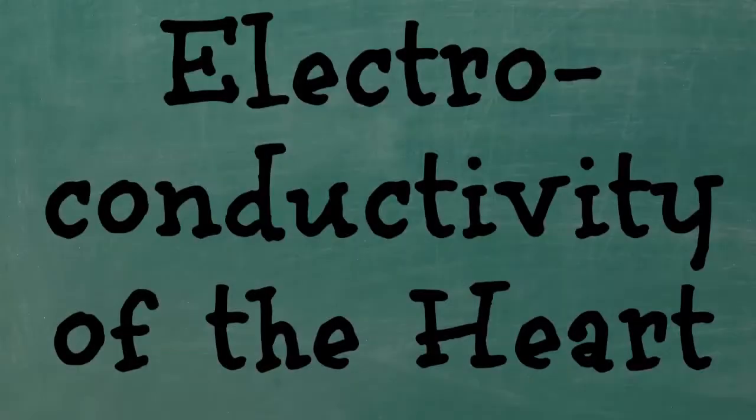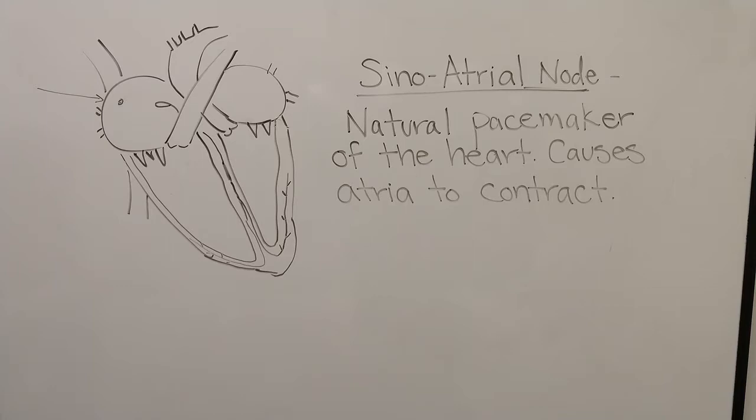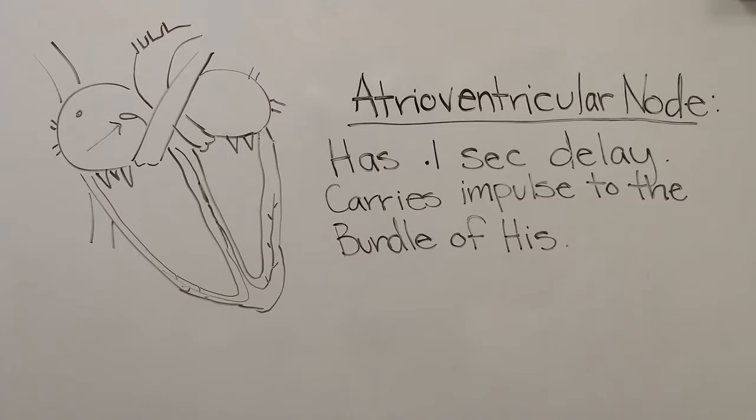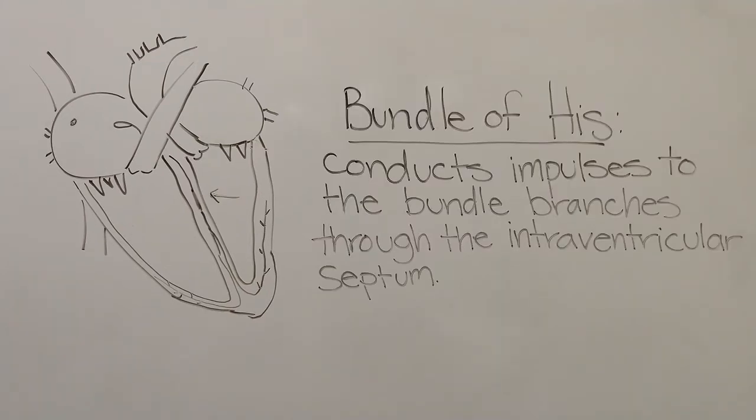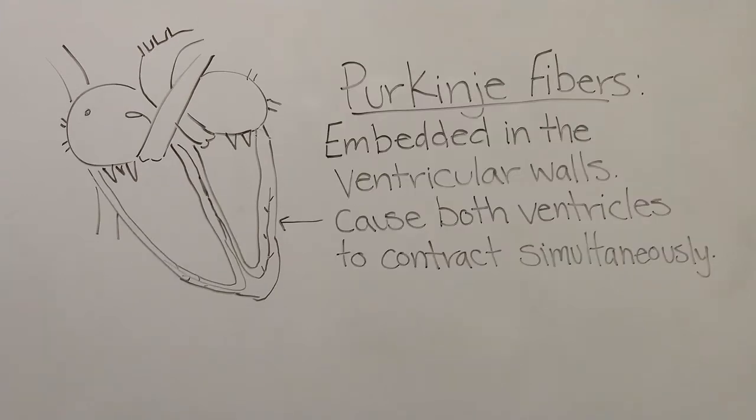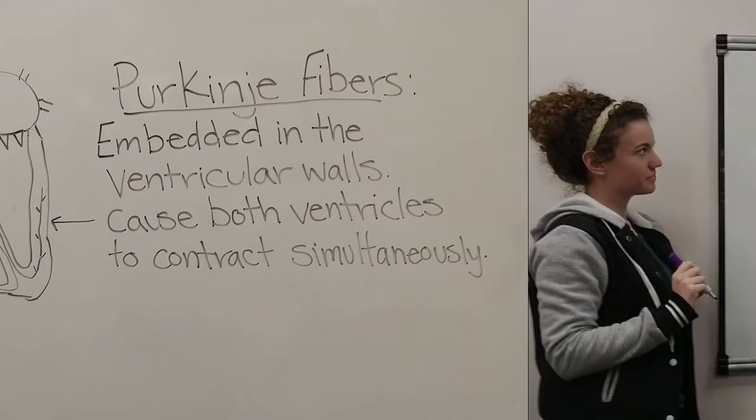These are some terms that will be referred to in this section. The sinoatrial node is the natural pacemaker of the heart and causes the atria to contract. The atrioventricular node has a delay of 0.1 seconds and carries impulses to the bundle of His. The bundle of His conducts impulses to the bundle branches through the interventricular septum. The Purkinje fibers are embedded in the ventricular walls and cause both ventricles to contract simultaneously.